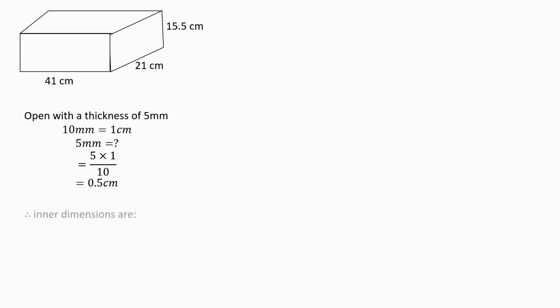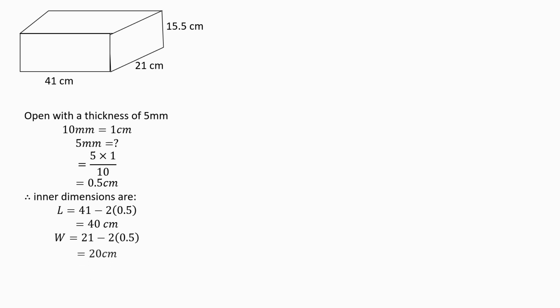And so for the length, it will be 41 minus twice the thickness, giving us 40 centimeters. For the width, the same thing, 21 minus twice the thickness, giving us 20 centimeters. And for the height, it will only affect one side, therefore we have 15 centimeters.